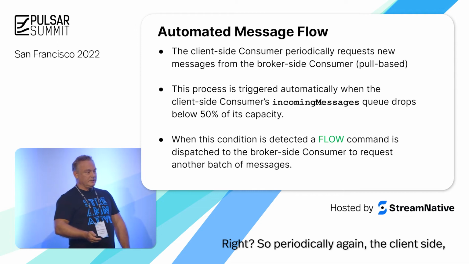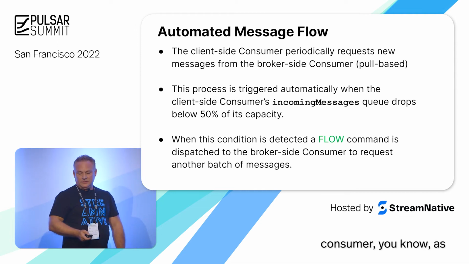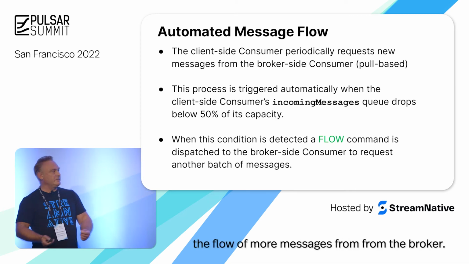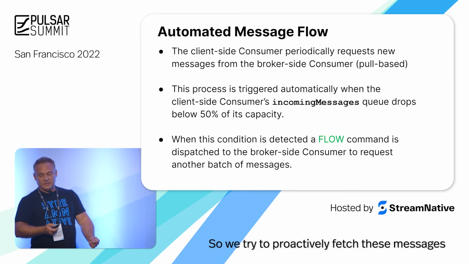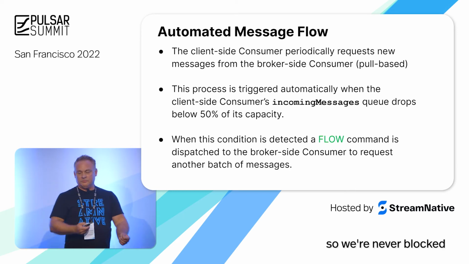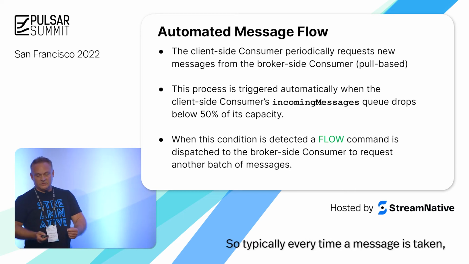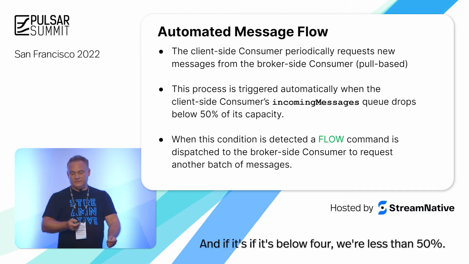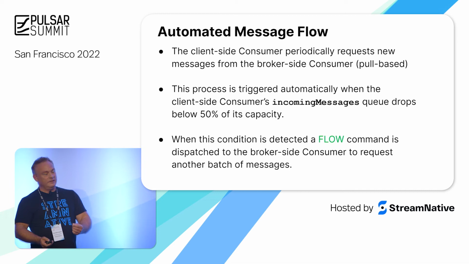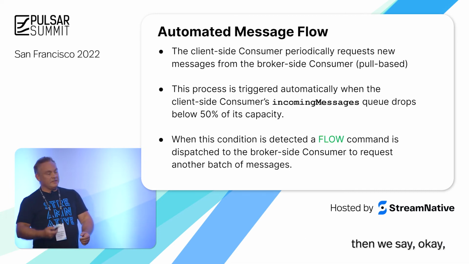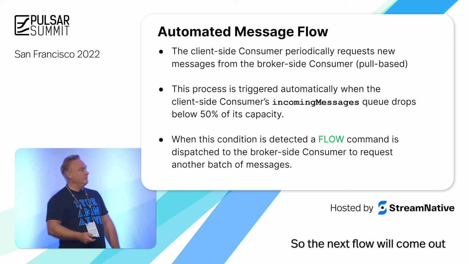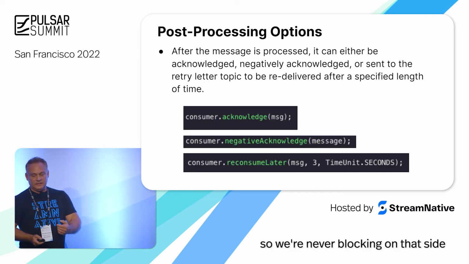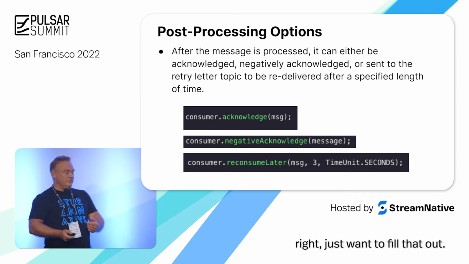Periodically, the client side consumer, as the messages are removed from that incoming message queue, checks to see if we need to initiate the flow of more messages from the broker. So we try to proactively fetch these messages so we're never blocked waiting for messages to arrive. Typically every time a message is taken, we check to see how many available permits there are, and if we're 50% or more empty, then we say, okay, it's time to request more messages, so the next flow will come out and we'll request the next 500 messages because we're trying to prefetch the data so we're never blocking on that side. Just wanted to fill that out.